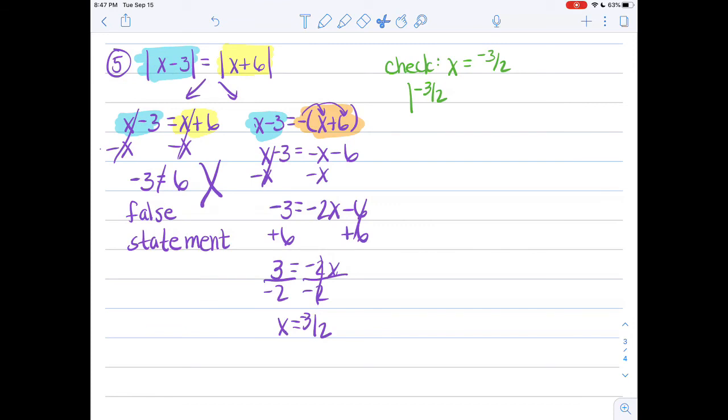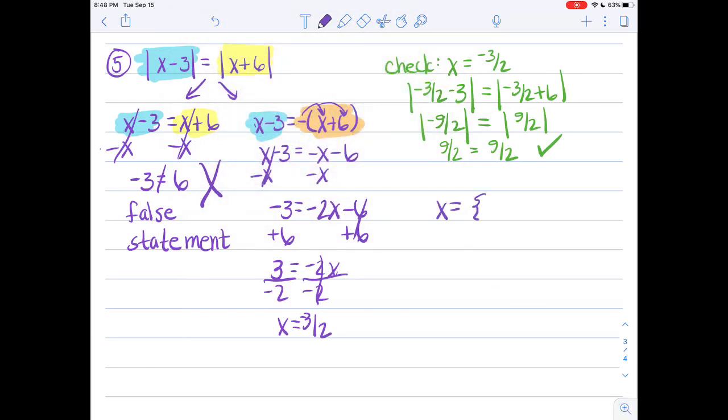We're evaluating at this potential solution number. And then that's going to be equal to negative 3 over 2 plus 6. When we simplify this, we'll get negative 9 over 2, or you could also call it negative 4.5. And then over here, we're going to get a positive 9 over 2. The absolute value of negative 9 over 2 is a positive 9 over 2. Remember, absolute values are always positive. And positive 9 over 2 is also equal to 9 over 2. This one is good. Our final answer is just our one answer, that x is equal to the set of the one number, negative 3 over 2.